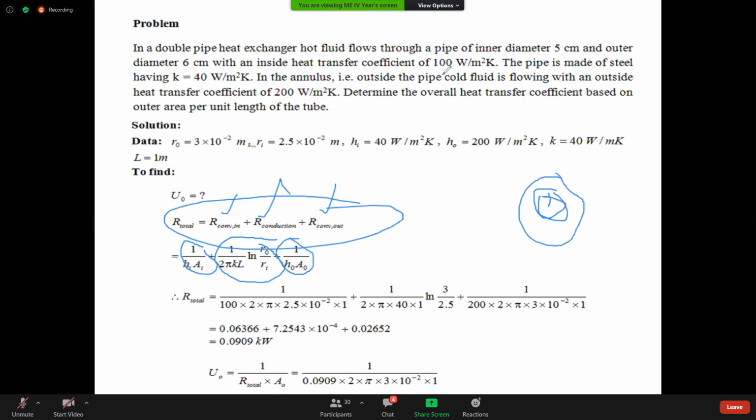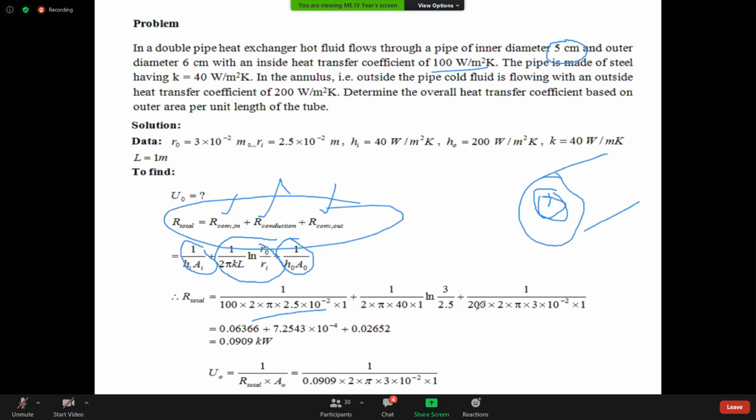1/Hi, Hi is given as 100. Area is 2πRL, through the length per unit length, he said. Length 1 is given, so 2πRL. 2 into 5 into R. The 2.5 diameter is given, so dividing by 2 gives the radius. Right? Convert it into meters.